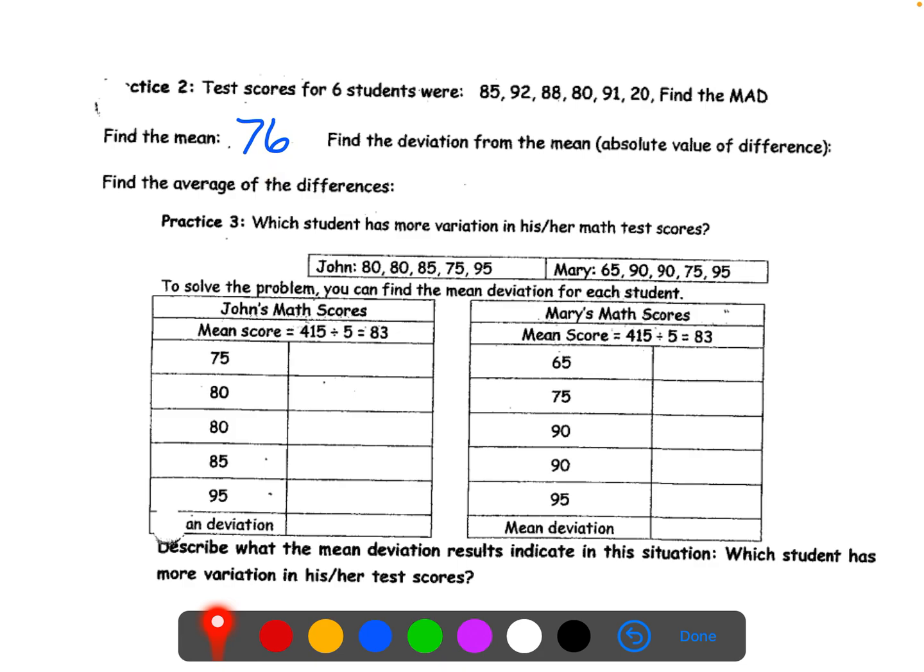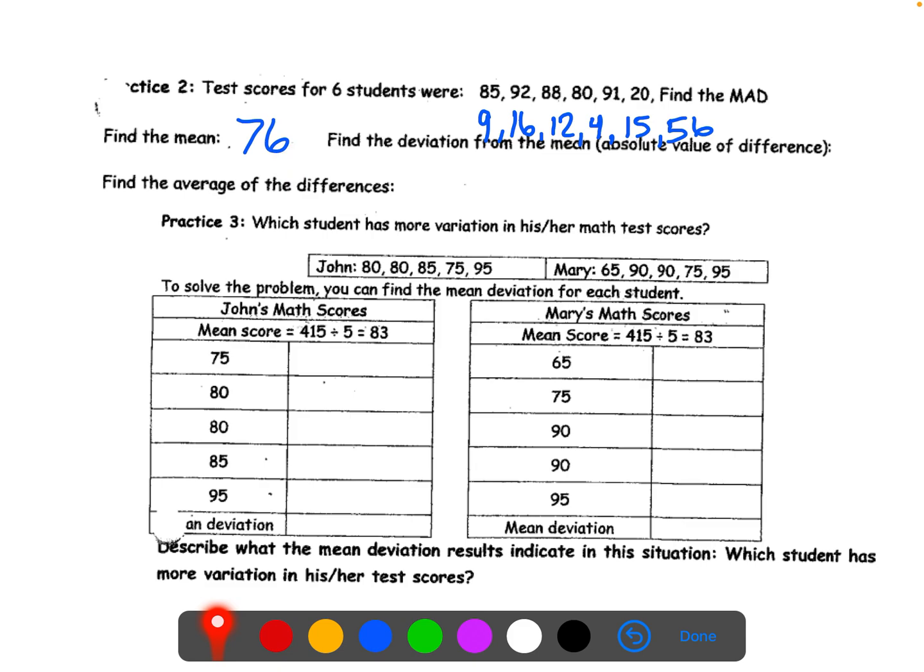Okay, so what we're going to do is we're going to see that 85 is 9 away. So let me write these numbers maybe below here. 9 away from 76, or 85 minus 76 is 9. 92 minus 76 is 16. We're going to keep going here. And then we have a big one. So 20, way far off from our data here, is 56 away from our mean, from our average.